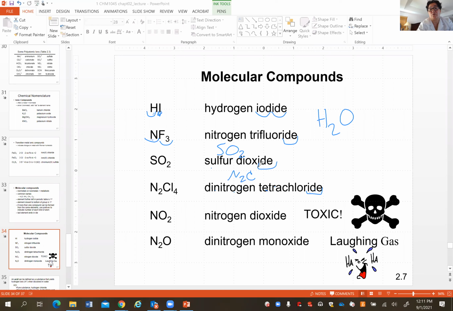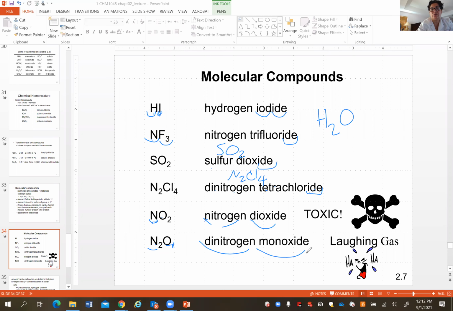Tetrachloride, that means 4 chlorine. So this is easy, right? Very easy. If the first one is only 1, you don't have to say mono. So you just say nitrogen. 2 oxygen, so it's going to be dioxide. If the first one is 2, of course you use the prefix. The second one, even though it's 1, you have to say it, okay? Dinitrogen monoxide, dinitrogen monoxide.